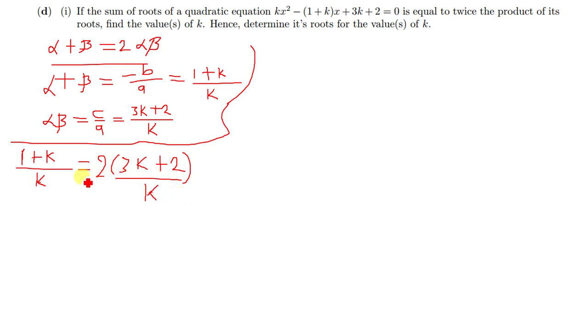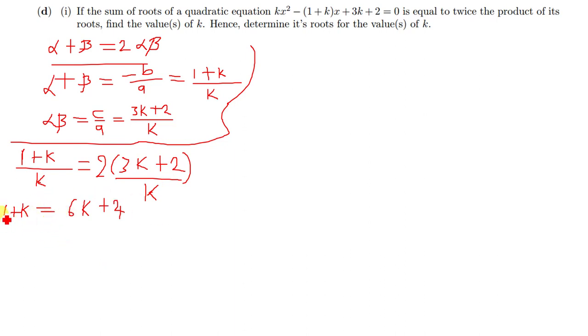Yes, so you are going to say 2 times everything there. Let me just say this: k times 1 plus k is equal to 6k plus 4, not 2. So this k, when you multiply it with that, and this when you multiply it with that, divide by k on both sides, you still come back to this expression.